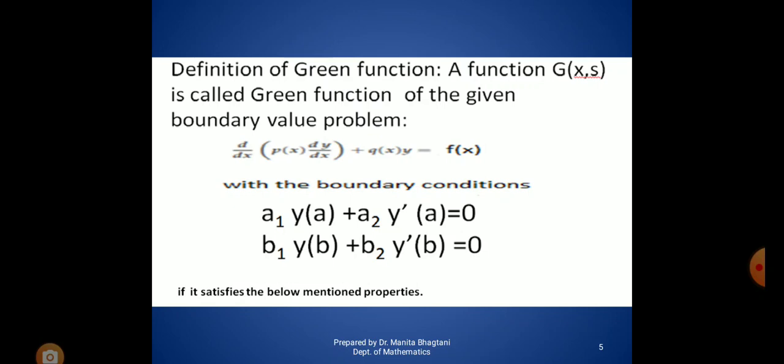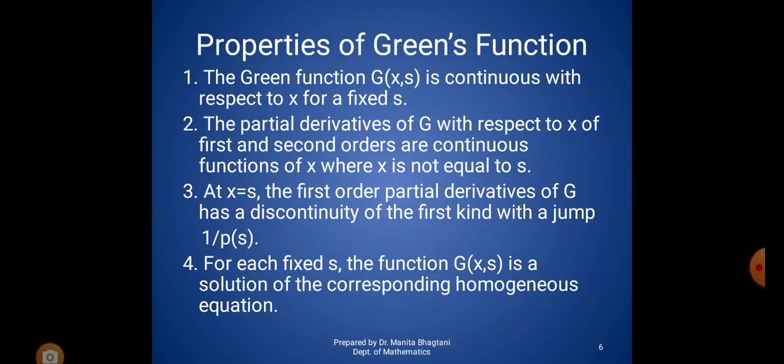If any function satisfies the below mentioned properties, then it is called a Green's function. Properties of Green's functions. The Green's function g(x,s) is continuous with respect to x for a fixed s. Means the Green's function is always continuous for every value of x for a fixed s. Second property, the partial derivatives of g with respect to x of first and second orders are continuous functions of x where x is not equal to s.